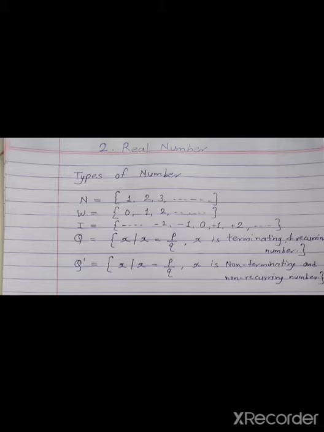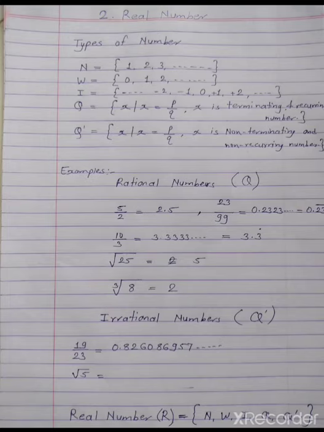So before starting this chapter, let me remind you of terminating, non-terminating, recurring and non-recurring numbers by using some examples. See here, some examples are solved. 5 upon 2: if you solve it, we will get 2.5, 2 decimal point 5. Our division operation will stop because we will get remainder equal to 0.